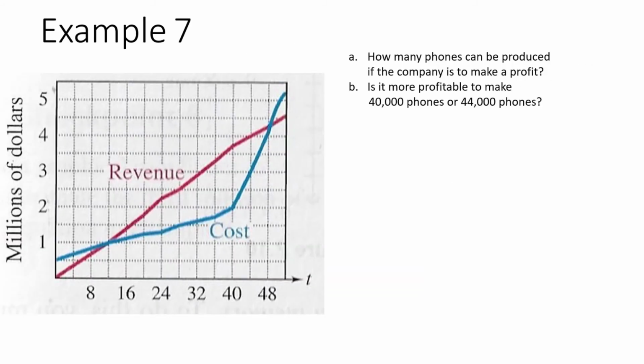Let's look at another example. Monthly revenue and costs for the Webster Cell Phone Company are determined by the number T of phones produced and sold, as shown in the chart. Question A. How many phones should be produced each month if the company is to make a profit? And question B. Is it more profitable to make 40,000 or 44,000 phones?